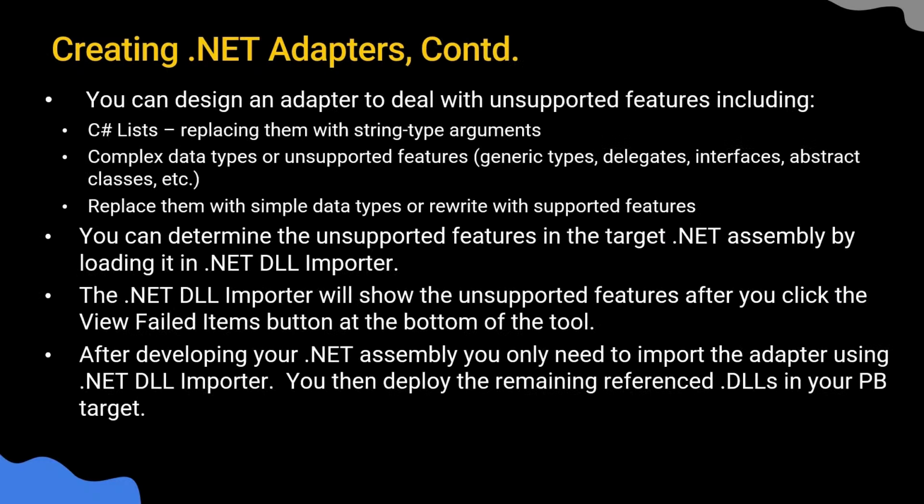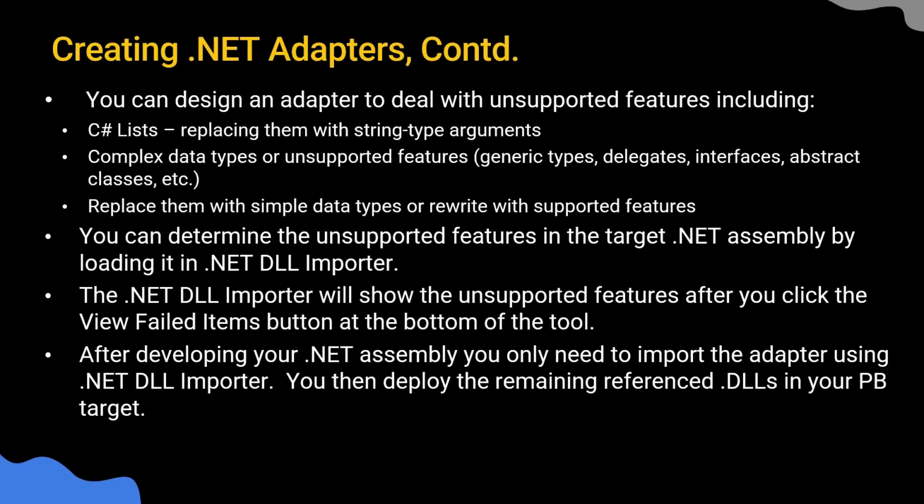When creating .NET adapters, the goal of the design would be to create an adapter that manages its way around the unsupported features between the two languages. You can replace C# lists with string type arguments. More complex data types can be broken down into generic data types. You can replace complex data types with simple data types. You can look at decomposing a more complicated call into smaller calls that will take advantage of supported features.